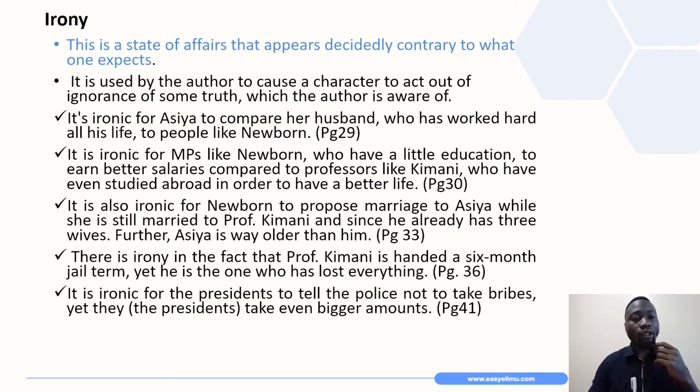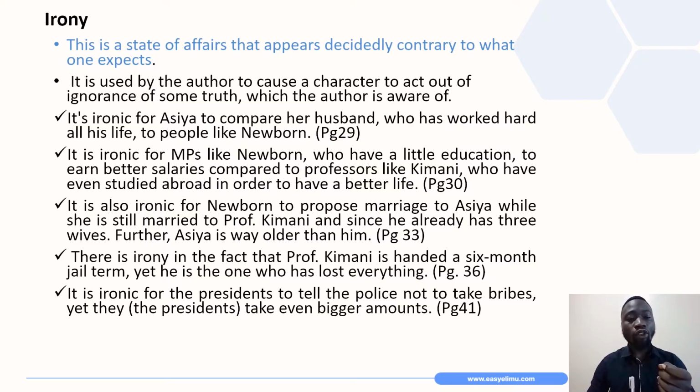It is also ironic for MPs like Newborn who have a little education to earn better salaries compared to professors like Kimani, who have even studied abroad in order to have a better life. Then it is also ironic for Newborn to propose marriage to Asia while she is still married to Professor Kimani, and he already has 3 wives. Asia is way older than him, to add.